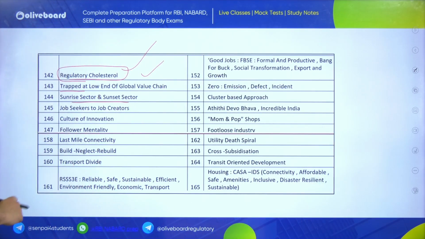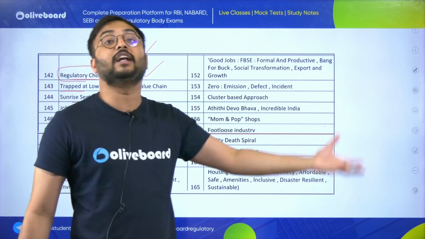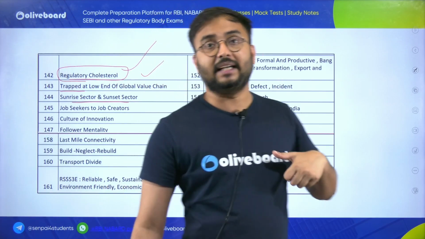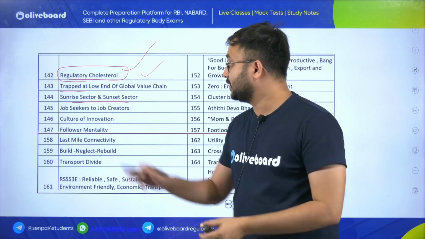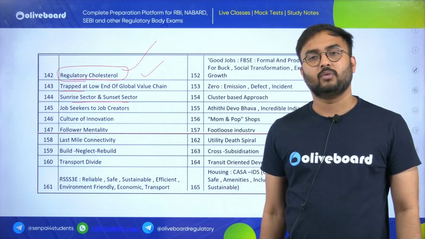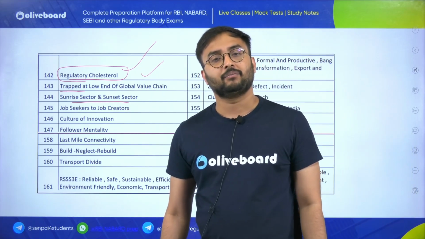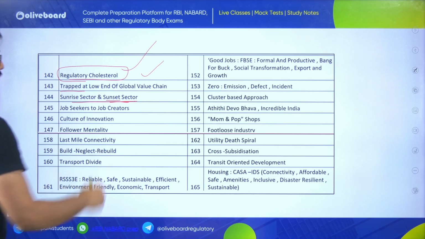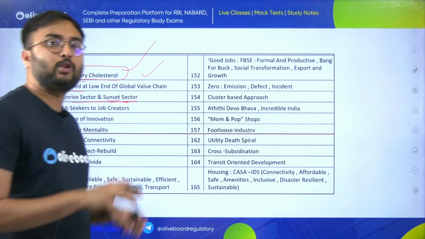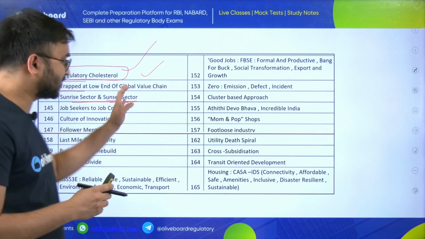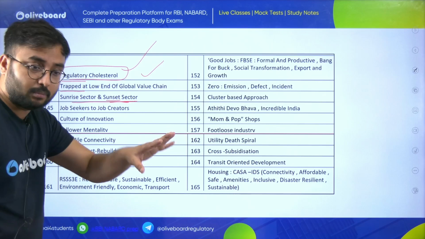Then sunrise sector and sunset sector. Sunrise is nothing but a sector which in future will have great potential. For example, AI is a sunrise sector. And which is a sunset sector? Tell me, come on. You can talk about typewriters. They are done, right? Printing machines are there today. So it's a sunset sector. It exists, but it is done now.